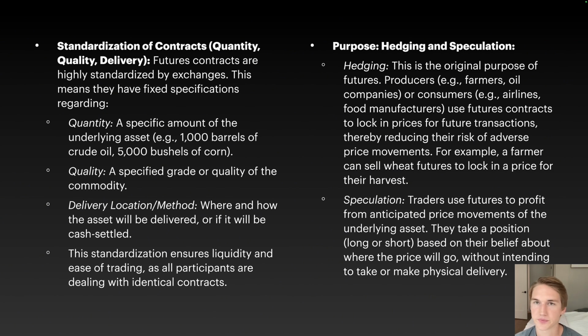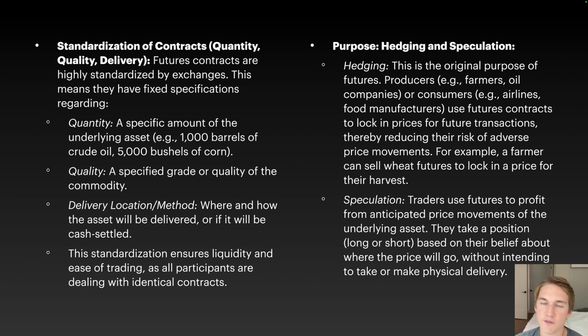Now, what is the purpose of futures contracts? Now, remember why I'm going through this. As day traders, all we really care about is the change in value of the futures contract. We're never going to exercise it. So we don't have to worry about the quantity, the quality, delivery location, and method. It doesn't matter. We're just speculating.